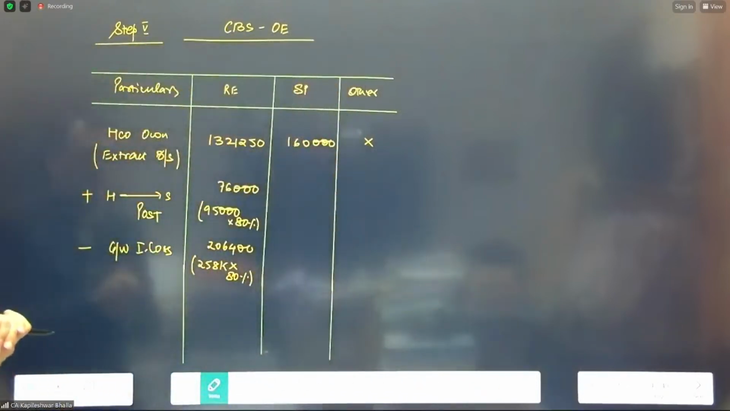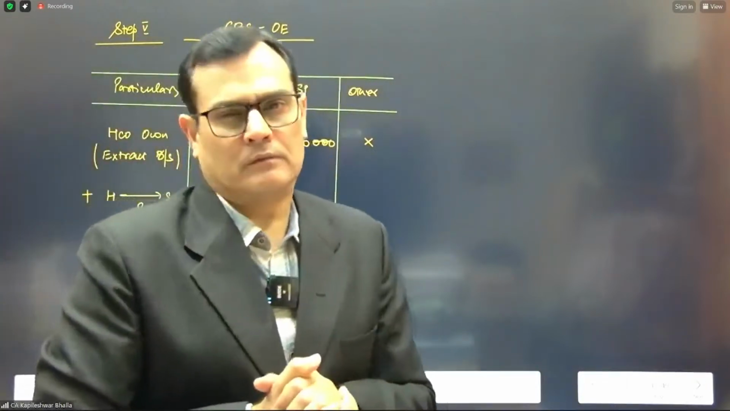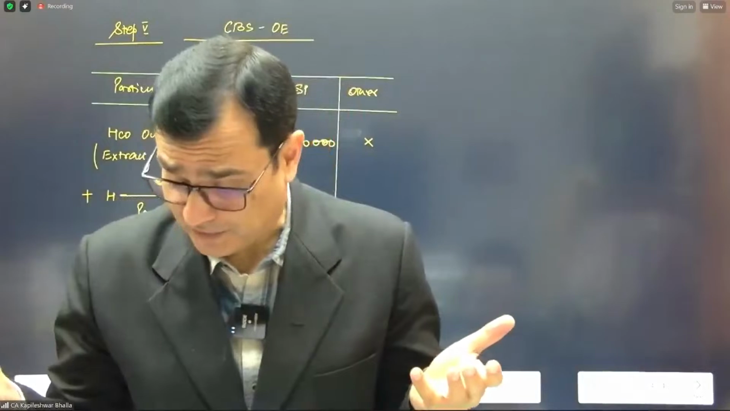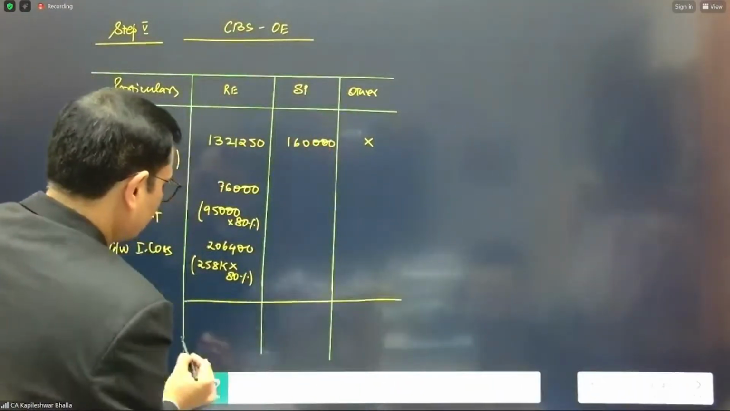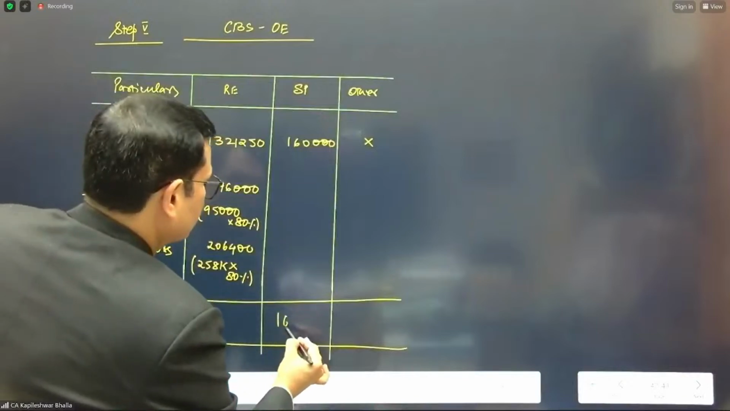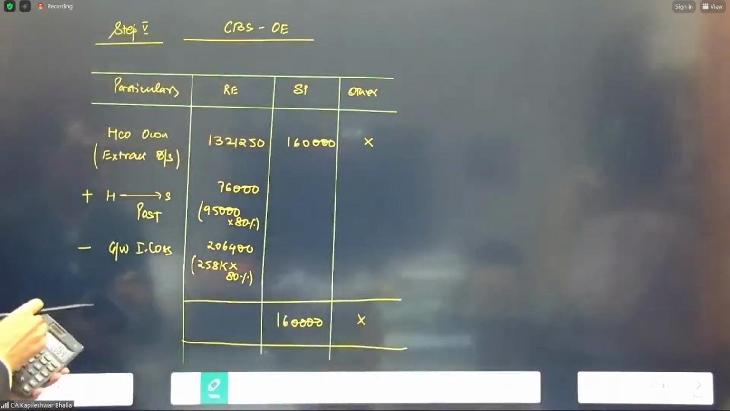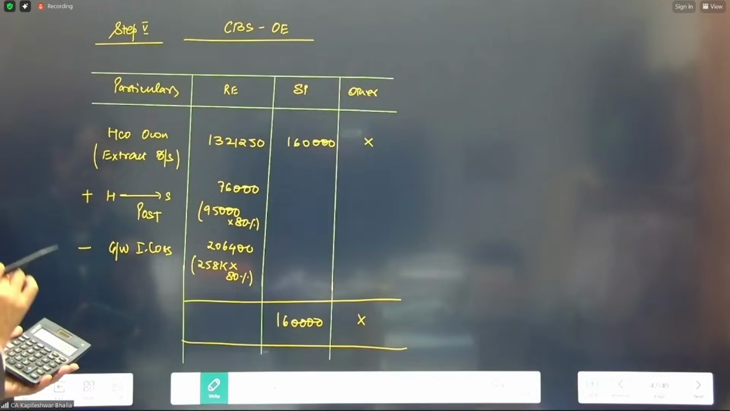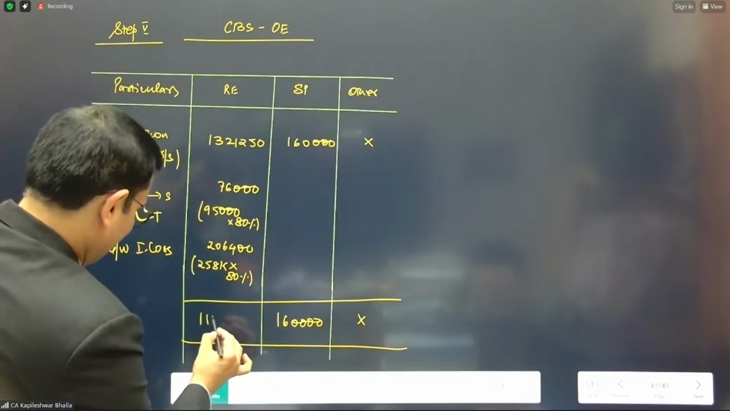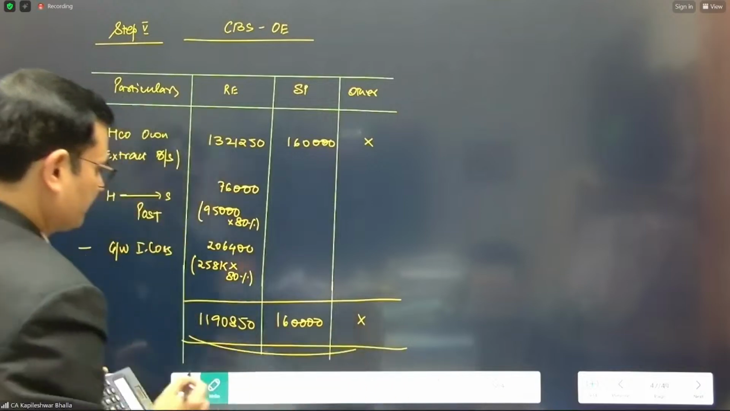Any stock reserve? No. Any element of dividends? No. So I think there is nothing else given as far as other equity is concerned. So this is done. This is 1,60,000 and this is 0. And this works out at 1321,250 plus 76,000 minus 206,400. It comes to 1190,850. So let's get the sum total of this.